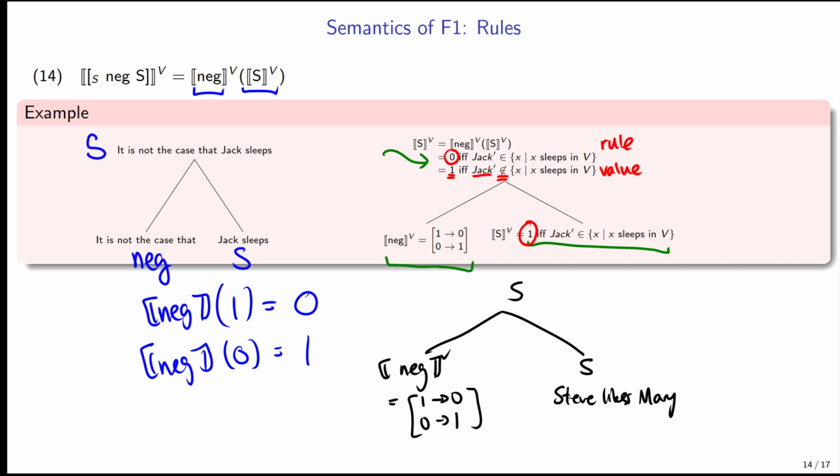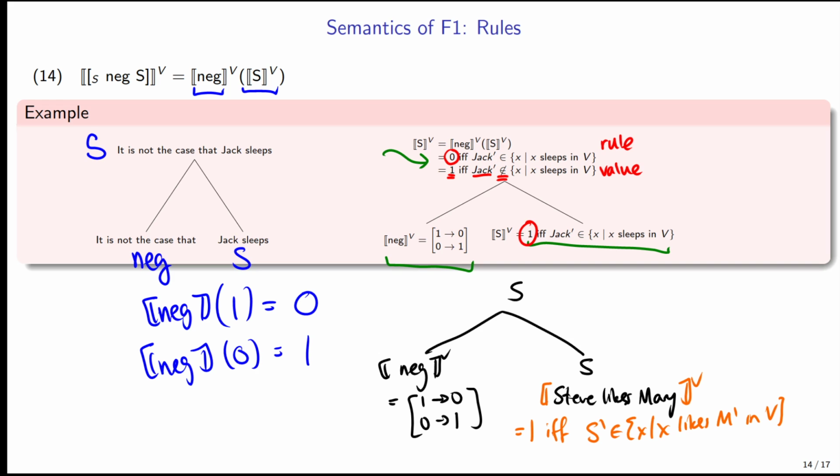Okay, kind of a boring sentence, but unfortunately, we can't really get too many exciting sentences in this part of the course. So Steve likes Mary. This is going to be true if and only if S prime, so Steve, is in the set of X such that X likes M prime, which is Mary, in V. I didn't write the rule here because I'm just being quick.